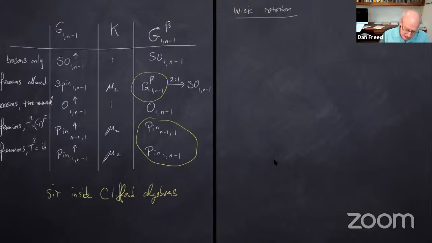Okay, so again, we have M, which is our Minkowski spacetime, and it's acted on by the translations, which is the group V of translations.